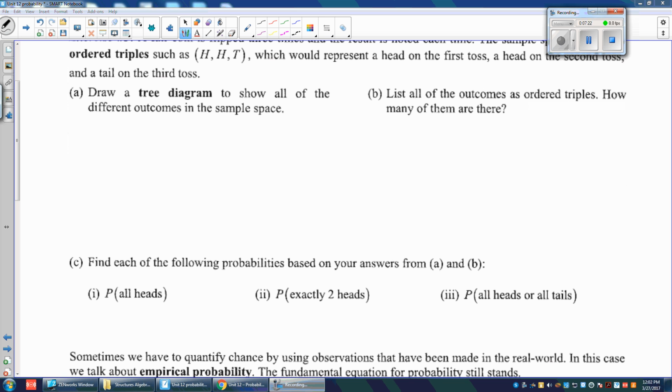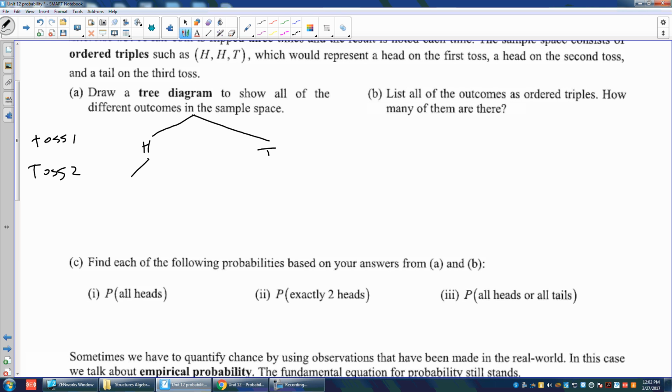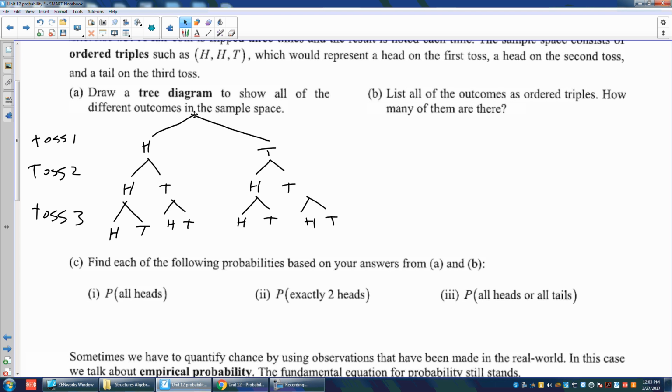Now I draw tree diagrams very specifically. Toss one. It can be a heads or tails. Those are the only choices you have. Toss two. If you get a head on the first toss, you can get heads or tails on the second toss. If you get a tails on the first toss, you can get heads or tails. What about toss three? Does it matter the first time you got heads, second time you got heads? No, you can still get heads or tails because they're independent. That means it doesn't matter what happened before, so you can get 3 tails in a row. It doesn't depend on the previous action for this action to happen.